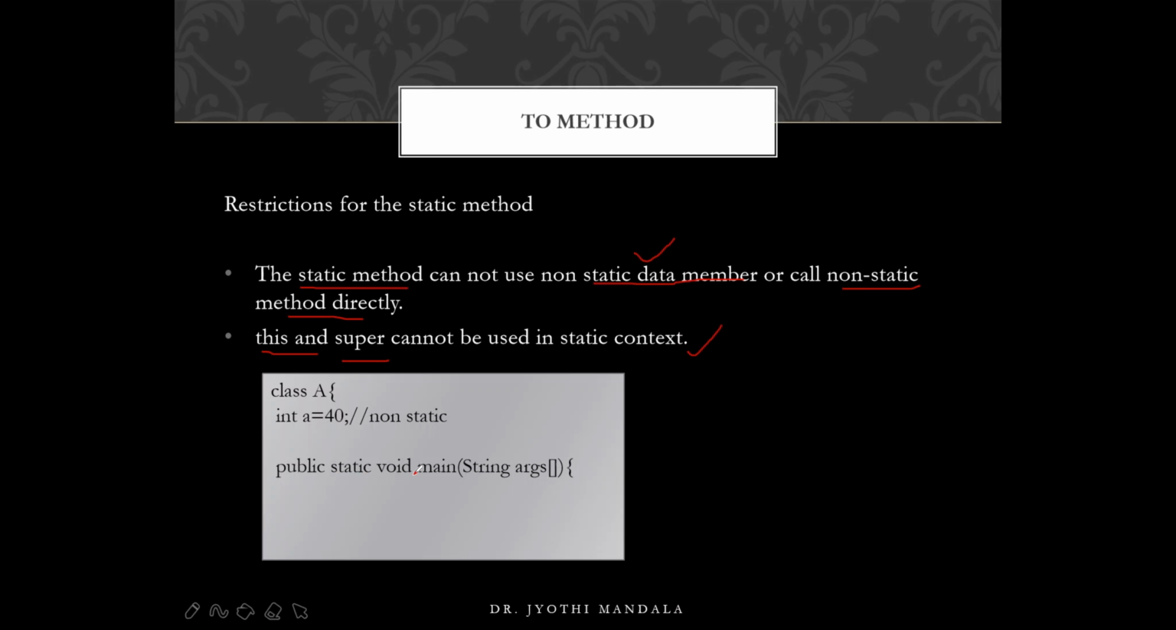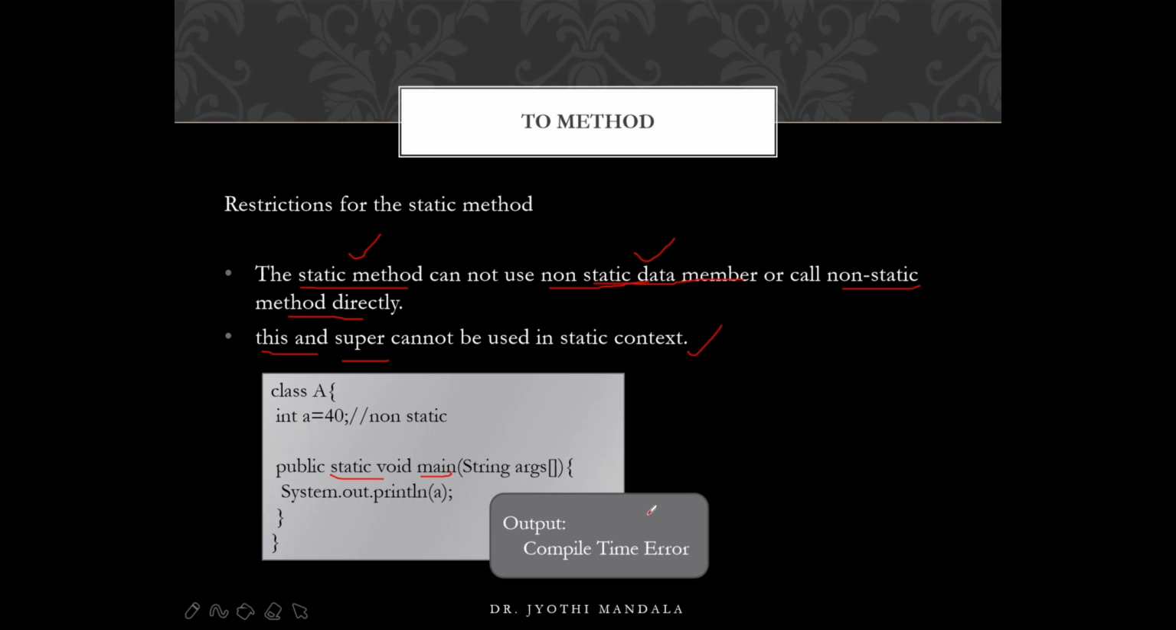Now you see our main method is a static method, isn't it? Because we are using public static void main. Why are we writing static? I'll tell you regarding that. But remember, our main method is a static method. So what is told here? A static method cannot access non-static members directly. If you try to access this non-static member directly, you will get a compile time error.